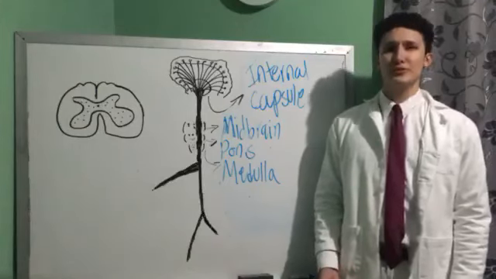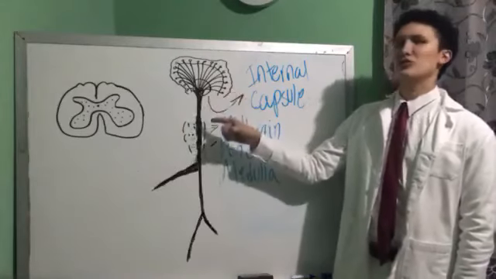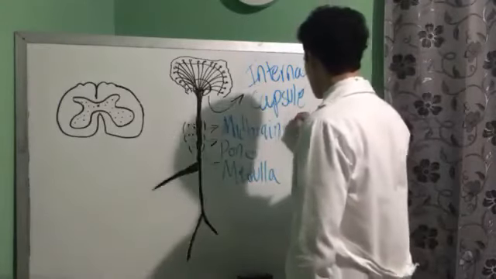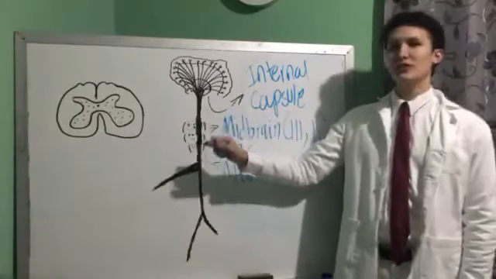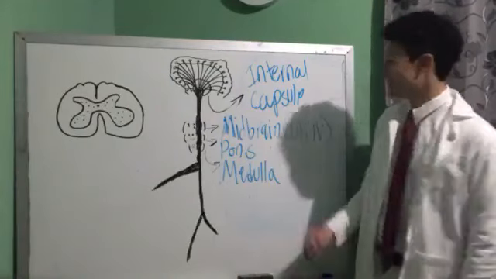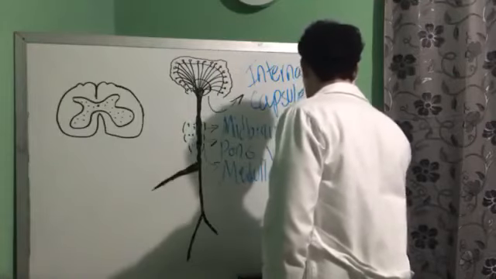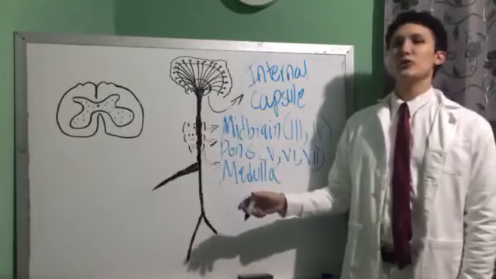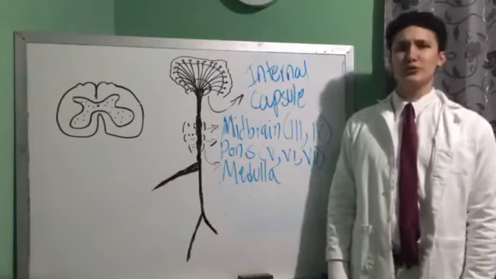Such as muscle movement. Alright, so as these axons make their way down to the midbrain, they are going to connect through the nuclei of the third and fourth cranial nerve. And as they make their way down to the pons, they are going to connect through the nuclei of the fifth, sixth, and seventh cranial nerve. Okay, and as they make their way down to the medulla, they are going to connect through the nuclei of the 9th, 10th, 11th, and 12th cranial nerve.